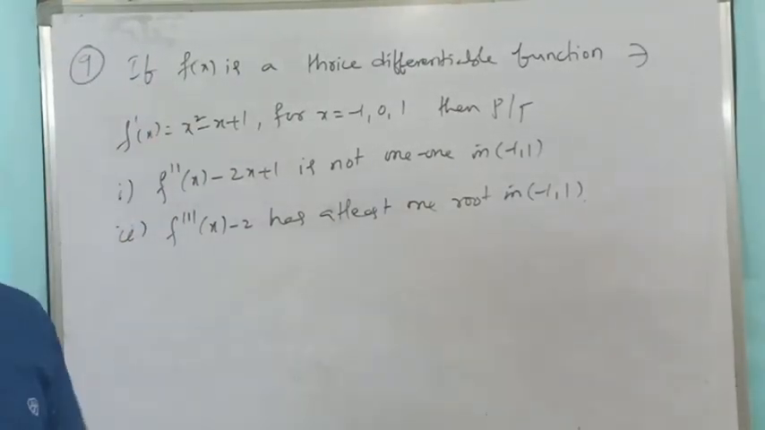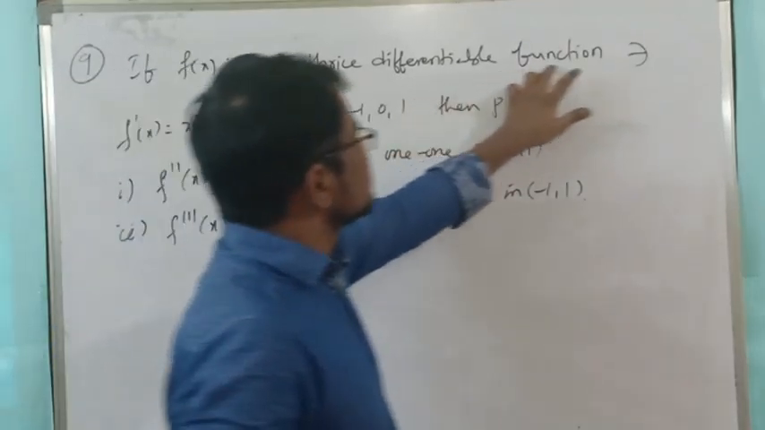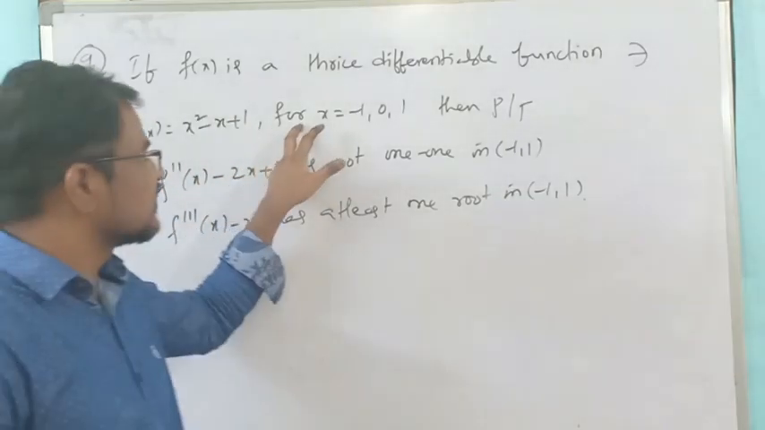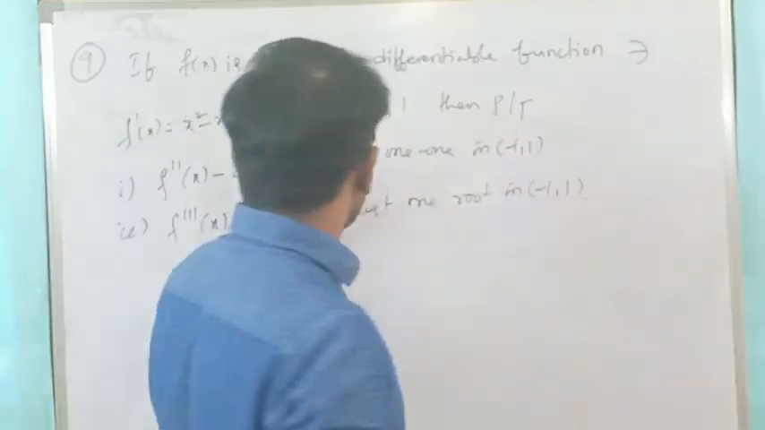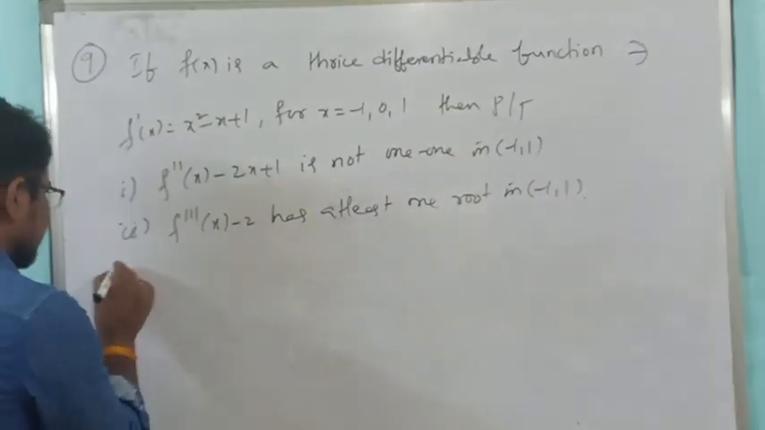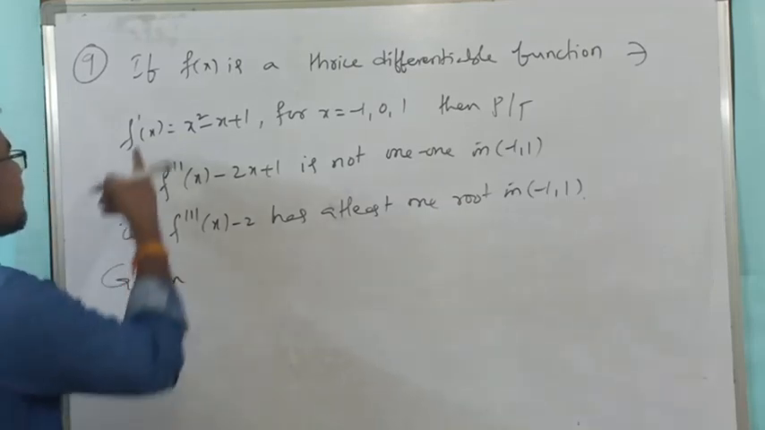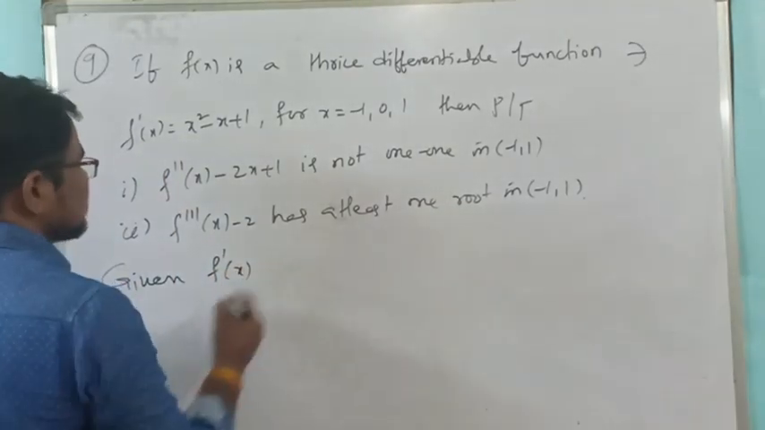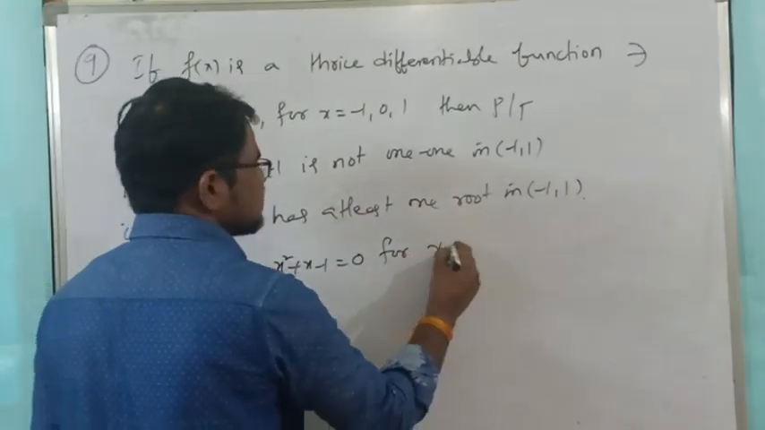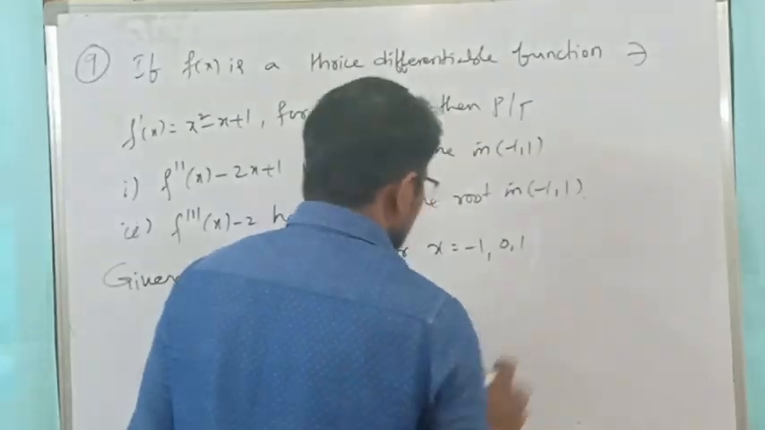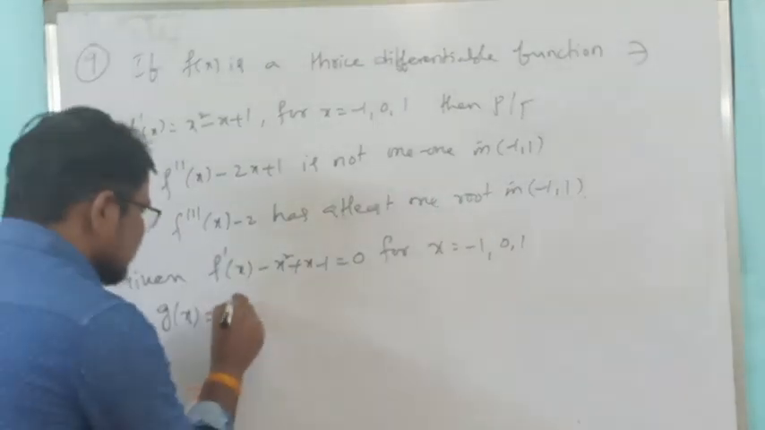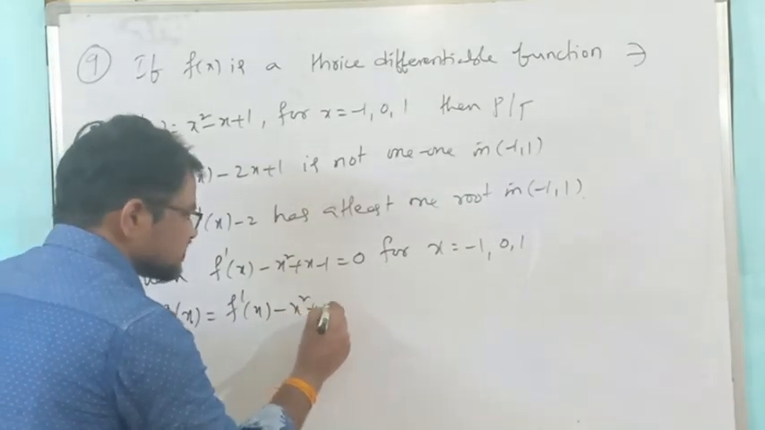See the ninth problem. If f of x is a thrice differentiable function such that f dash x equal to x square minus x plus 1 has roots x equal to minus 1, 0, 1, then we have to prove these two. For that I will take the given first. Given f dash of x minus x square plus x minus 1 equal to 0 for x equal to minus 1, 0, 1. Now for this I will consider one more function, that is g of x equal to f dash of x minus x square plus x minus 1.